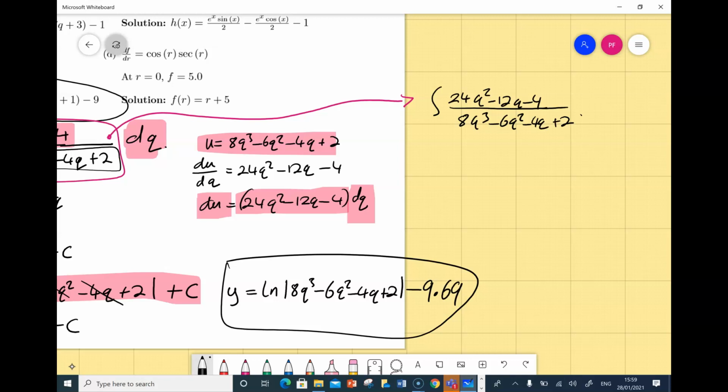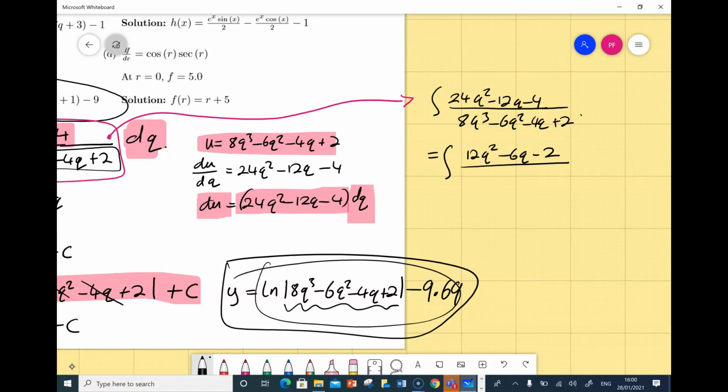Why would our c be different? Well, because our expression is different. But as long as the two balance out, it doesn't matter. What your instructor did here is, it's a fraction, so they simplified the fraction. 2 divides into the top line, 2 divides into the bottom line. So 2q squared minus 6q minus 2. And on the bottom, divide everything by 2. I get 4q cubed minus 3q squared minus 2q plus 1.